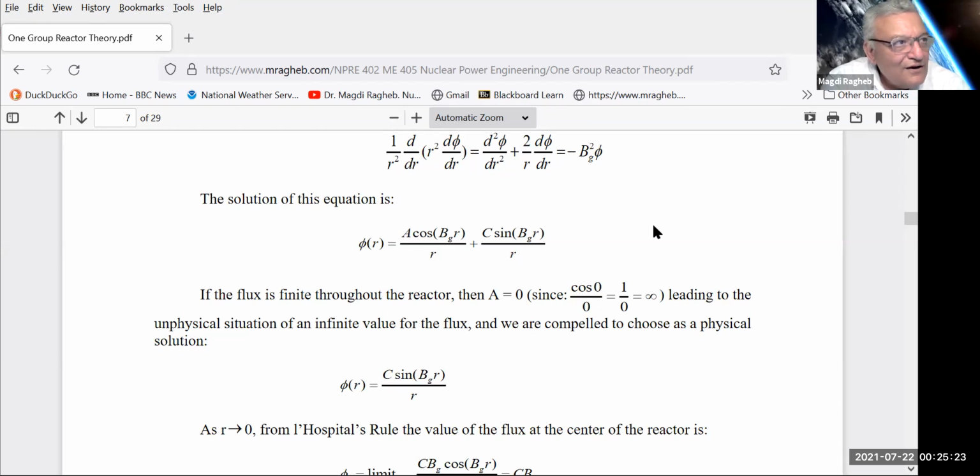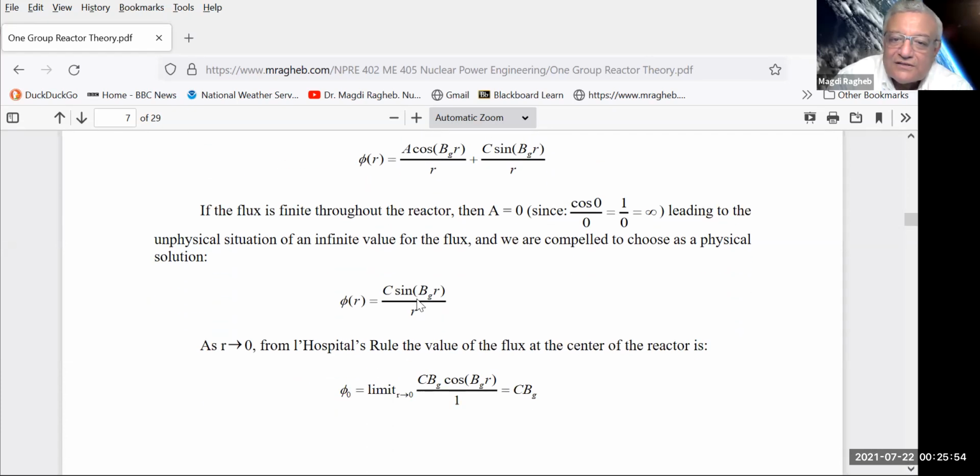It cannot have an infinite number of particles, neutrons, crossing unit area per unit time. So immediately we drop that cosine BR over R solution. We say basically that A is equal to 0, and we adopt the solution of C sine BR over R as our solution for the neutron flux in a sphere, a spherical geometry. So it is not the negative exponential as a function of R divided by R, like in a non-multiplying medium. No, it takes the shape of a sine R over R.